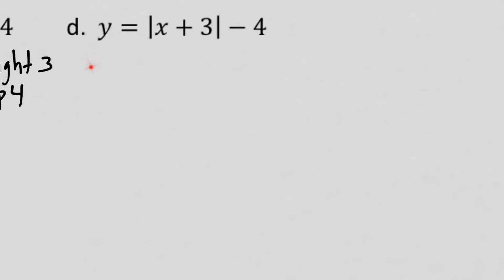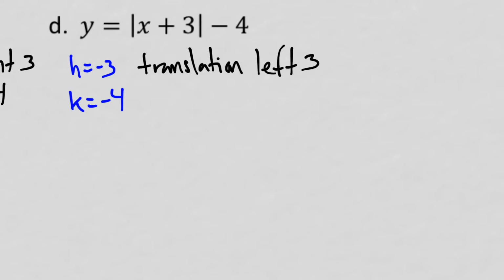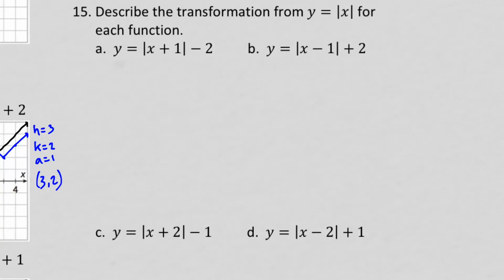Here we go again on this one in D. H is negative 3, K is negative 4. So H is negative 3 means translation left 3 because it's negative. And K is negative 4 means another translation. But this one is down because it's negative, 4 units. There you go.